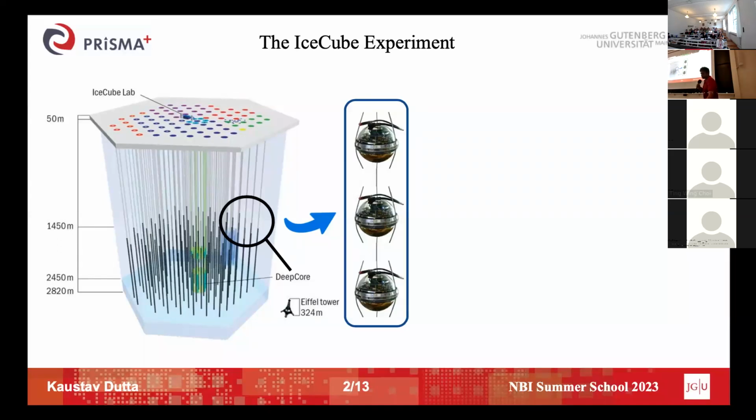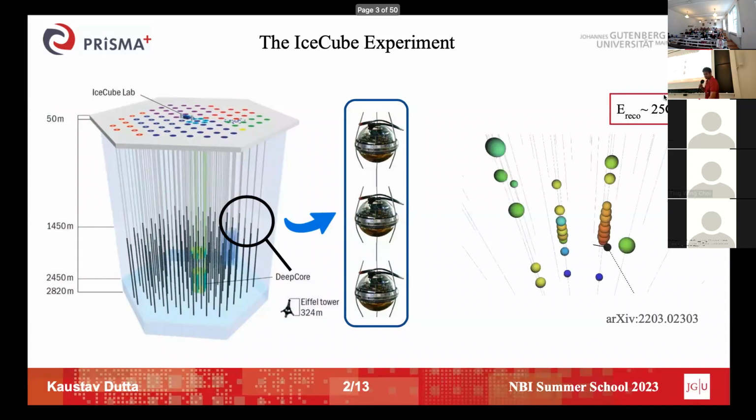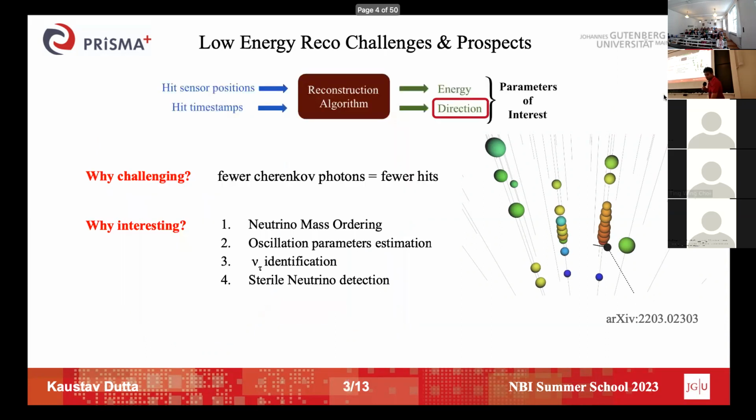And so this is what a low energy event looks like. This is a 25 GeV event. These spheres represent the hit sensors. And from the positions of these hit sensors and the timestamps of the registered hits, you could infer the direction that the charged particle travels through. Okay? These two pieces of information usually go into a reconstruction algorithm, and the reconstruction algorithm estimates the direction and energy, as some of the many parameters of interest in IceCube.